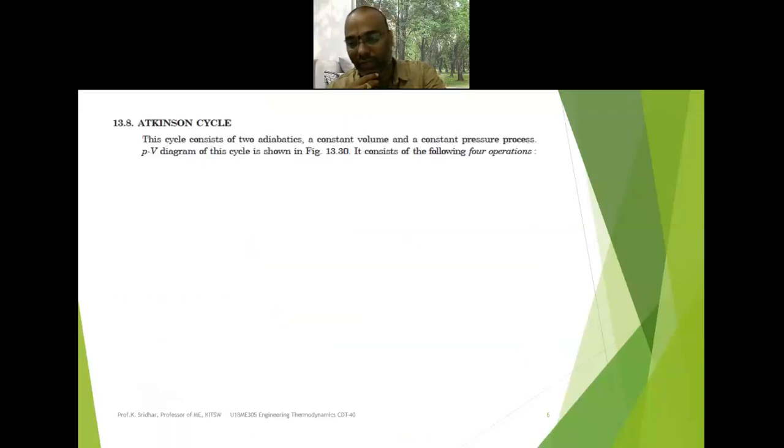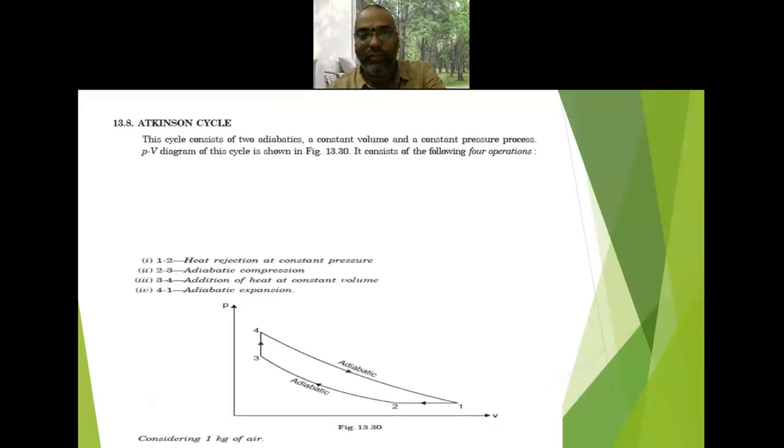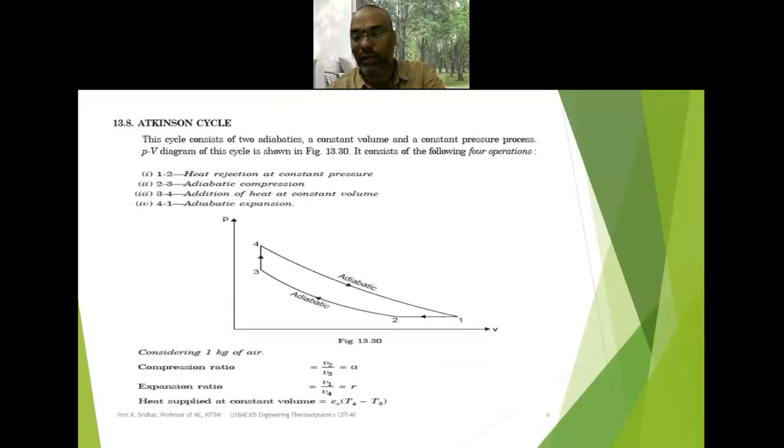Next one is the Atkinson cycle. Atkinson is also a scientist who developed this cycle. What are the various processes in the Atkinson cycle? Here you are able to see there are two reversible adiabatic processes, one constant volume process and one constant pressure process. These make up the Atkinson cycle.